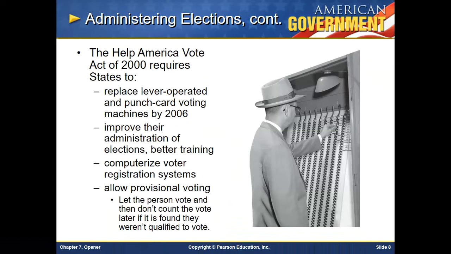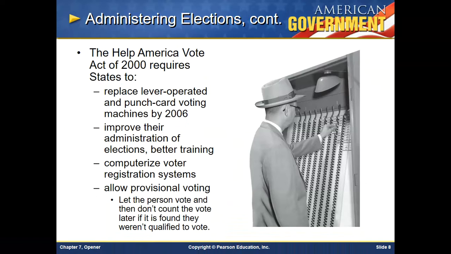There was just a little piece of the paper, it didn't punch it completely out, and there was some discrepancy on whether those should be counted or not. So they passed the Help America Vote Act. And what that actually does is it replaced the lever-operated and the punch card voting devices. All of those had to be replaced by 2006.